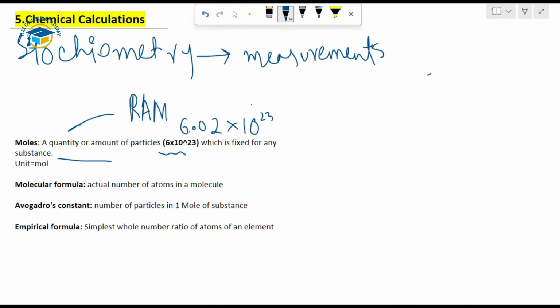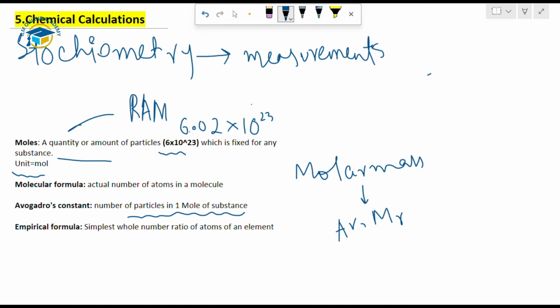So this is about the mole. The simplest definition of mole is the quantity or amount of the substance, and the number 6.02 × 10^23 is known as the Avogadro's constant. These are the number of particles present in 1 mole of a substance. The mass of 1 mole of a substance is known as the molar mass. Molar mass is the same as the relative atomic mass Ar and the relative molecular mass of any substance. The unit used for mole is mol.